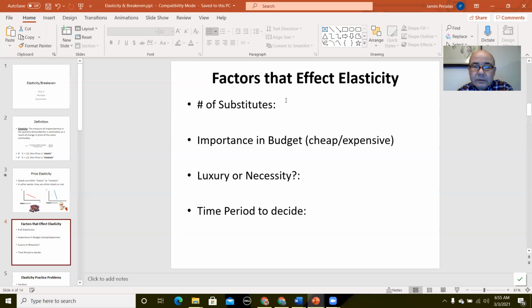So under luxury and necessity, I'd like you again to put an E and an I. And if you could guess which one's going to be the E and which one's going to be the I, the E is going to be luxuries. So next to the letter E, I'd like you to put the word luxuries or luxury. And next to the letter I for inelastic, we're going to put necessity.